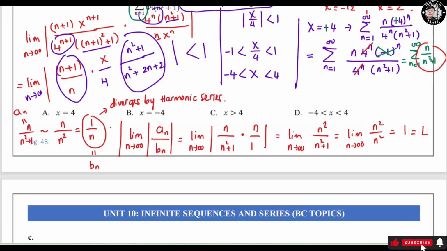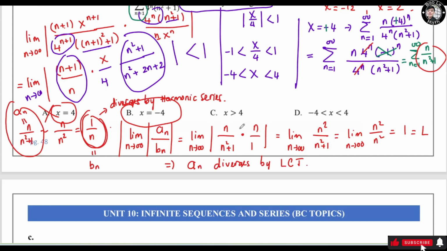Now, since this one diverges, the original one right here must be divergent. So you can conclude that a sub n diverges by the limit comparison test. So for s equals 4, the series diverges, so this one is wrong. The final answer must be s equals negative 4 only.